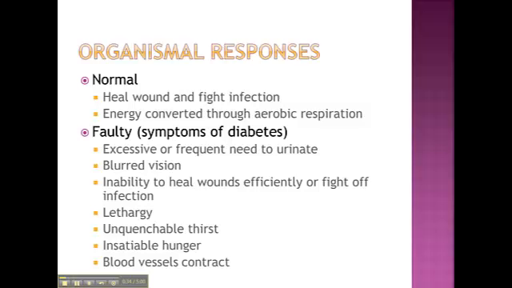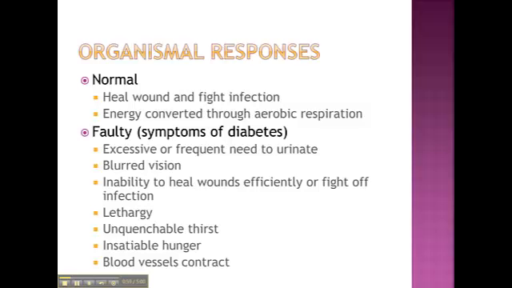When insulin works correctly, organisms have the ability to heal themselves quickly and fight off infection. They also have energy that is converted by cells through aerobic respiration. Symptoms of diabetes are as follows: excessive or frequent need to urinate, blurred vision, and an inability to heal wounds efficiently or fight off infection, which is due to the lack of oxygen being produced by the mitochondria in the cells, so the tissues do not receive oxygen and die.